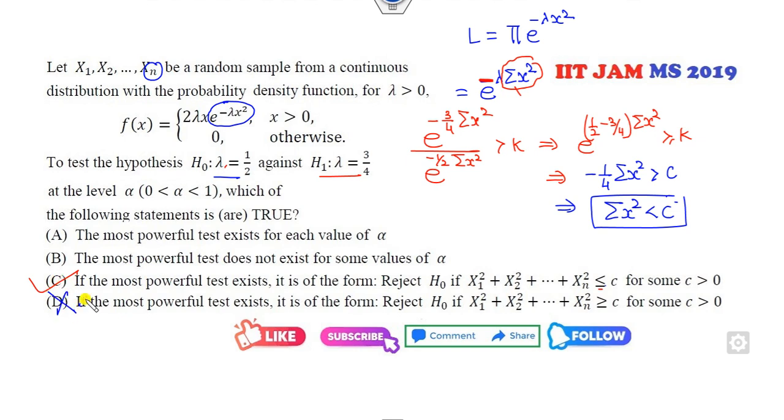So this option is cancelled. "Most powerful test does not exist" is a wrong option. It always exists, so it always exists for this case.